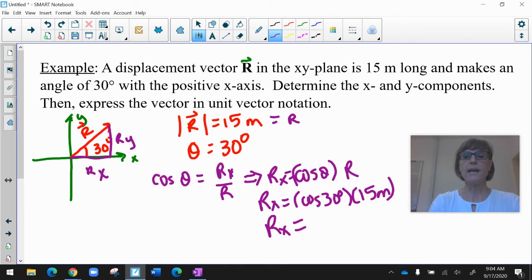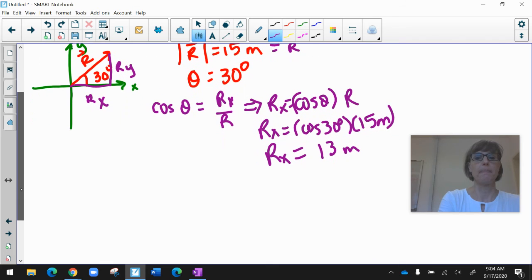And you should get out your calculator. Make sure that you're in degree mode, not radian mode, especially if you were just doing calculus. And when you do that math, you should get the same thing that I do, which is 13 meters. Notice I have 2 sig figs in my 15, 2 sig figs in my 30, so my answer has to have 2 sig figs. Okay?